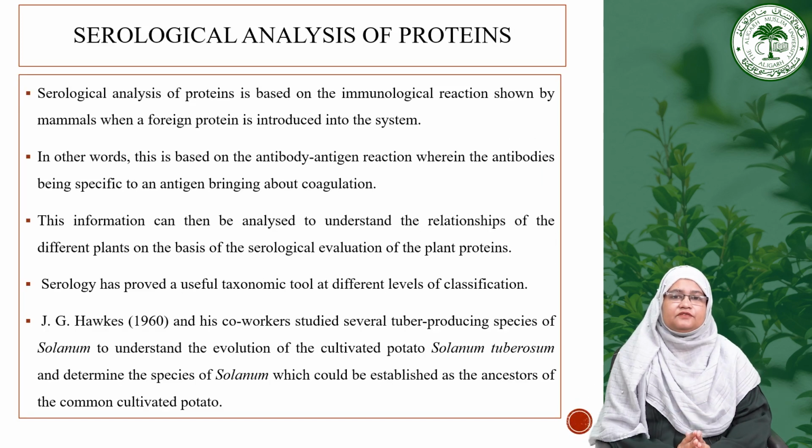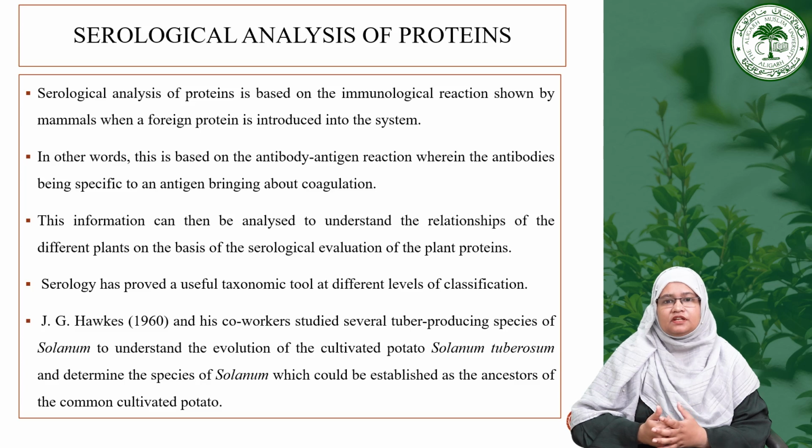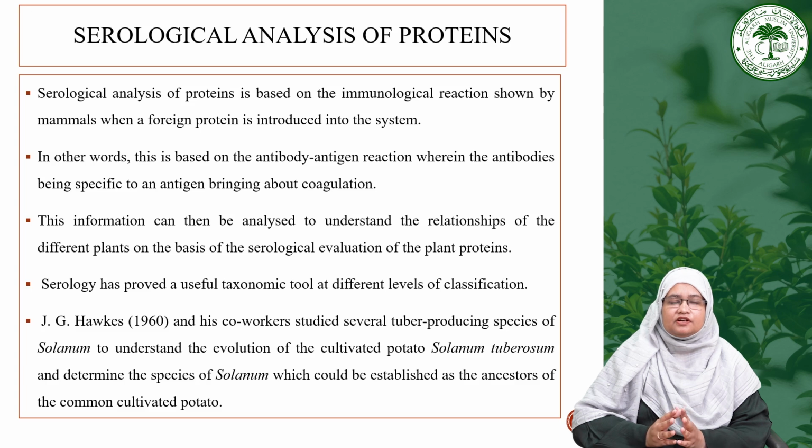Then, to study these proteins further, there is a method called serological analysis of protein. This serological analysis of protein is based on the immunological reaction shown by mammals when a foreign protein is introduced into the system. In other words, it is based on antibody and antigen interaction, where the antibody is specific to an antigen, bringing about coagulation. So this information can then be analyzed to understand the relationship of different plants on the basis of the serological evaluation of plant protein.